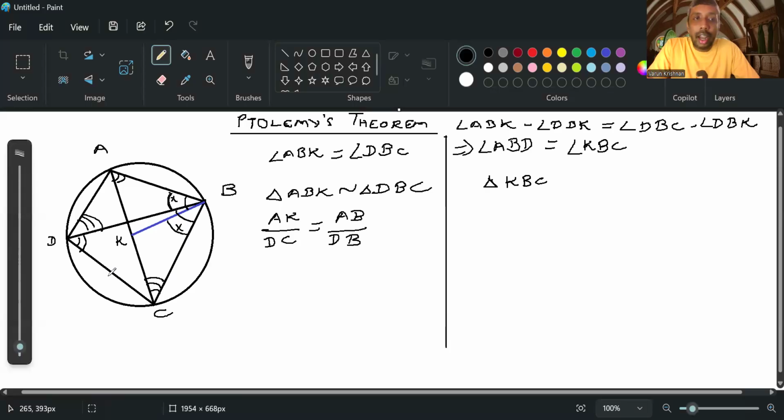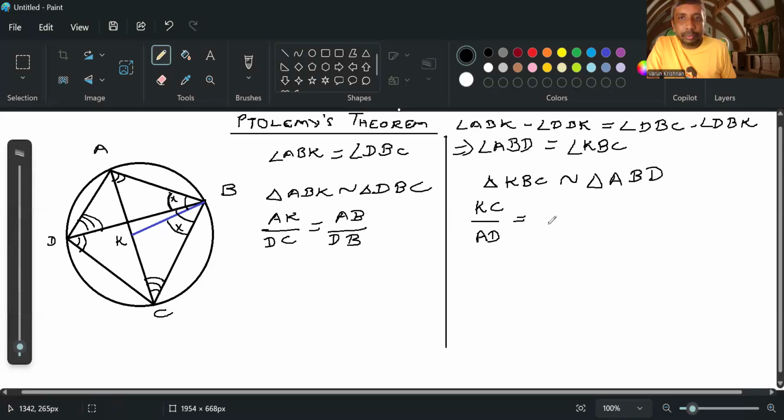That means I can say triangle KBC is similar to triangle ABD. Because in triangle ABD, angle ABD is equal to angle KBC, so angle B for both triangles is equal, and angle C of triangle KBC is equal to angle D of triangle ABD. So triangle KBC is similar to triangle ABD. Because these two triangles are similar, one pair of ratio of corresponding sides is KC by AD is equal to BC by BD.